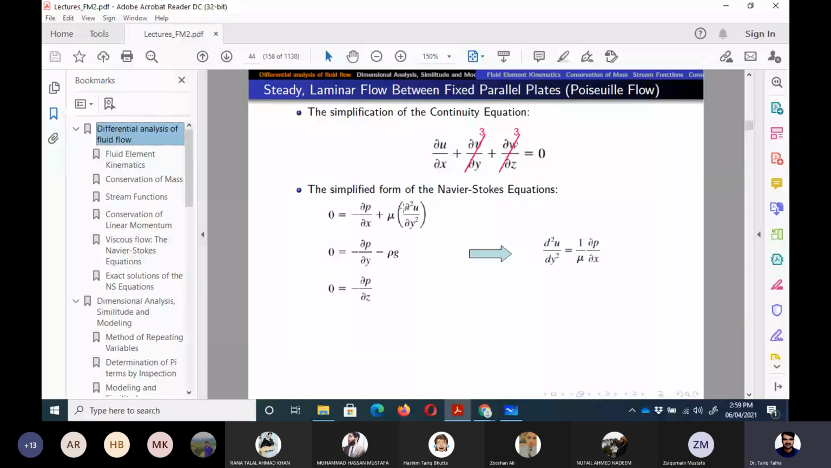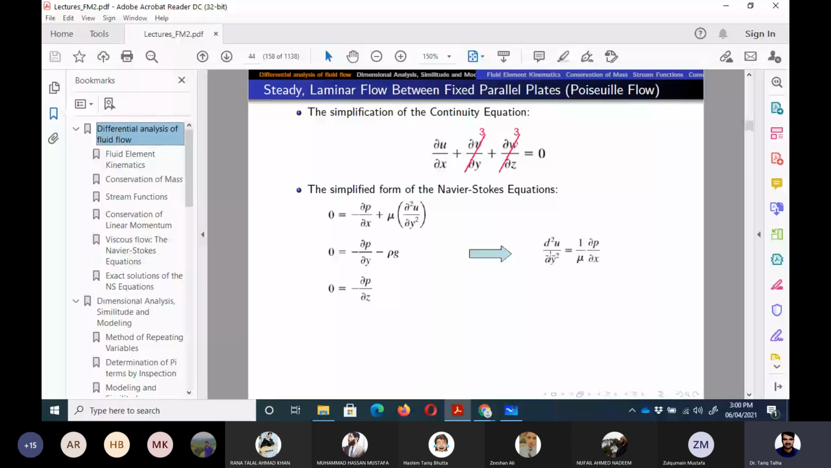That becomes the x momentum equation: 0 is equal to minus partial p upon partial x plus mu into partial square u upon partial y square. And here we have got minus rho g. Why is that? Because we have got gravitational acceleration, which is g. It is minus because it is in the negative y direction, so that's why we have taken it minus. So if we want to get the value of velocity u with respect to y, we need to solve this equation, which is written on the right hand side. So let me write this equation again on the whiteboard.